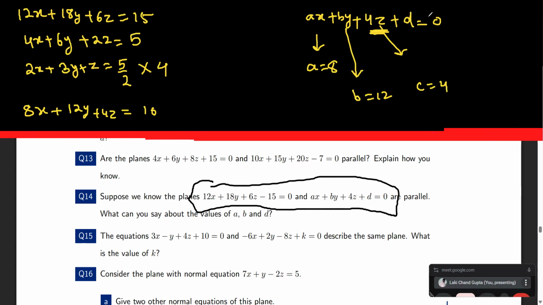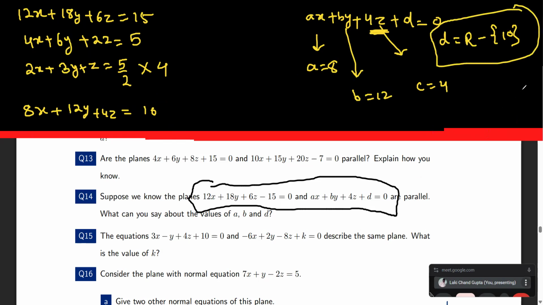D is what? D can be anything. D is not same. D can be anything other than 10. Yes. D is any real number except 10. It can be minus 10, minus 9, 0. Even 0 can be there, right? Yes. Now you tell me 15.